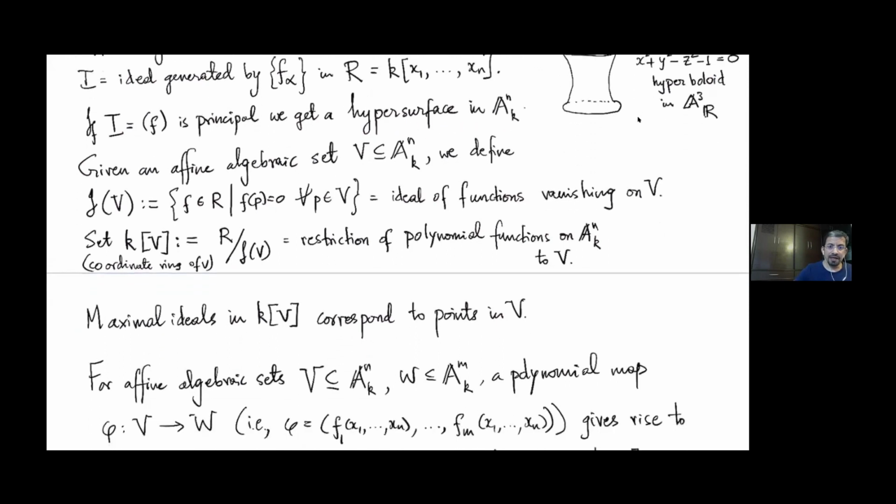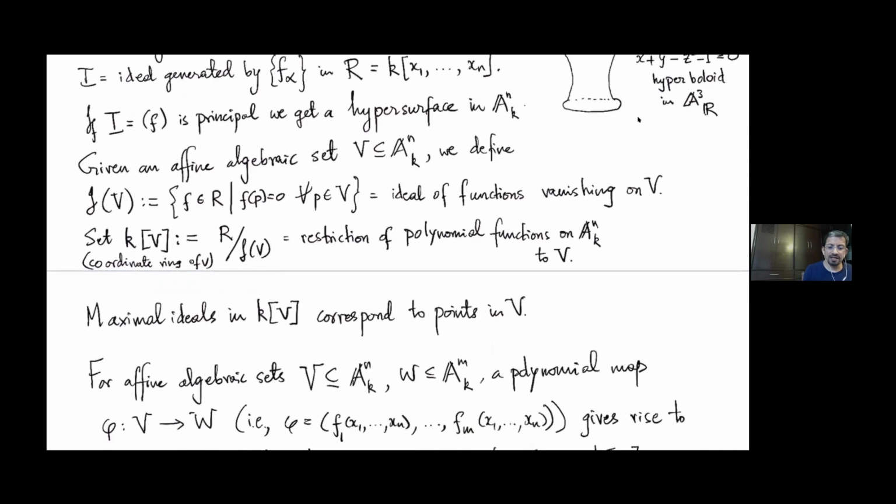If I is generated by a single element, we'll call it a hypersurface in affine space. And given an affine algebraic set V inside A^n(K), we define I(V), the ideal of functions vanishing on V. That is, f in the polynomial ring such that f(P) = 0 for all P in V.